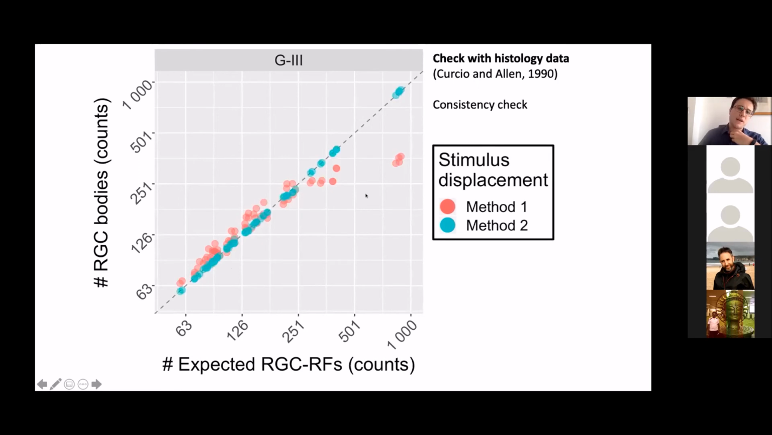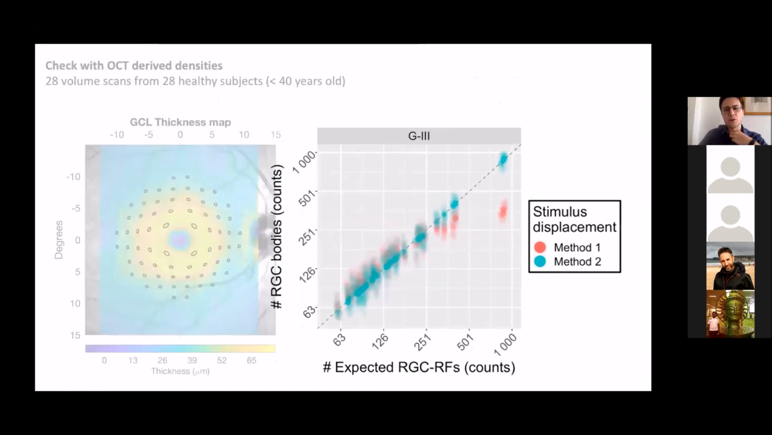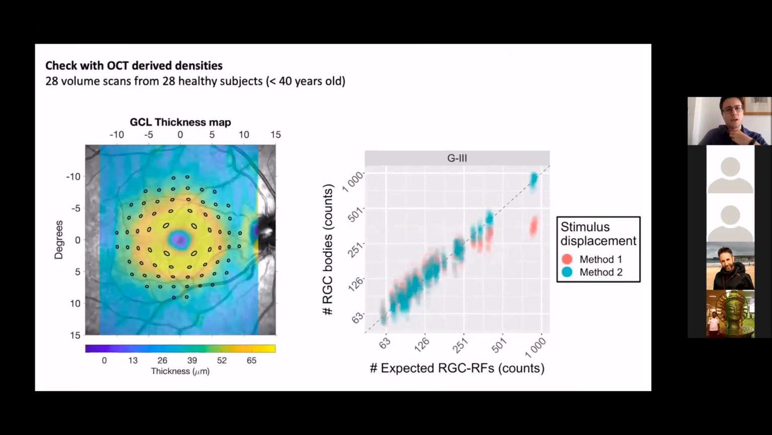If we instead apply method 2, you can see that this fits quite nicely with our expectations. So we can show that this method 2 yields consistent calculations. We also confirmed this with a separate data set of 28 volume counts from 28 healthy subjects less than 40 years old. And we basically obtained the same results.